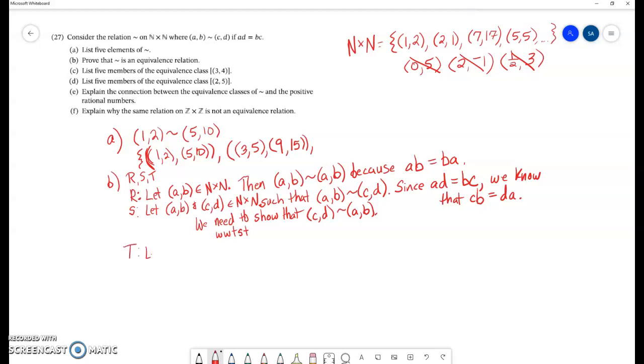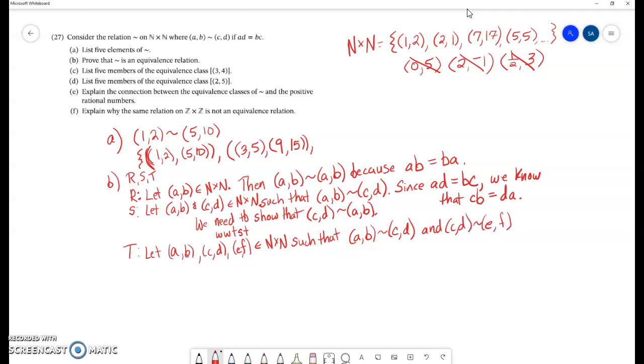And finally, transitive. So (a, b), (c, d), (e, f) exist in N cross N such that (a, b) is in relation with (c, d), and (c, d) is in relation with (e, f).